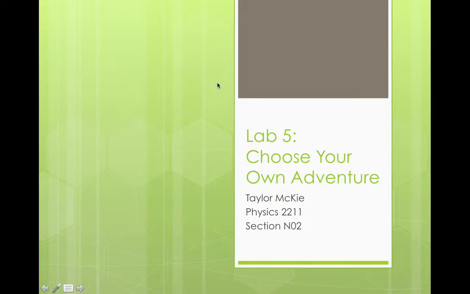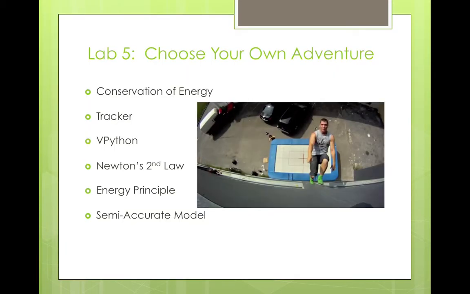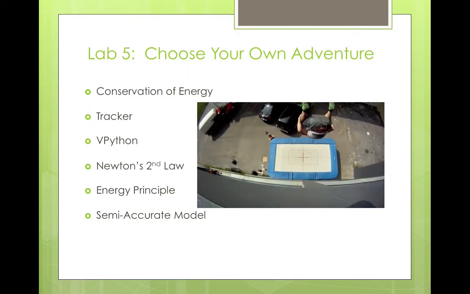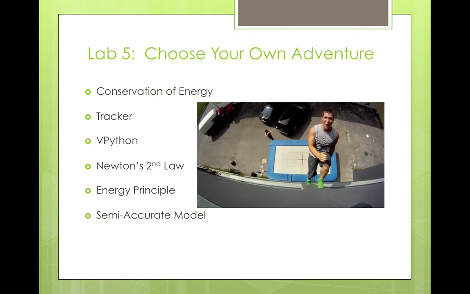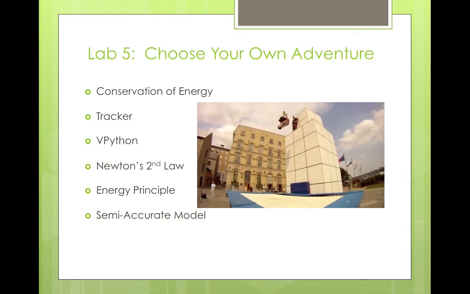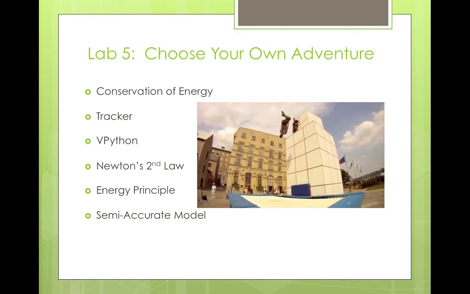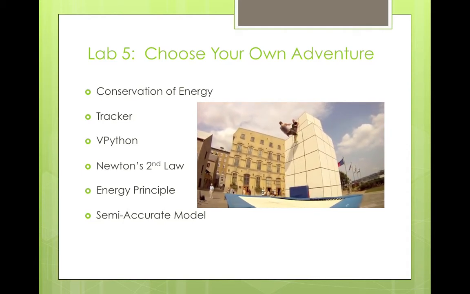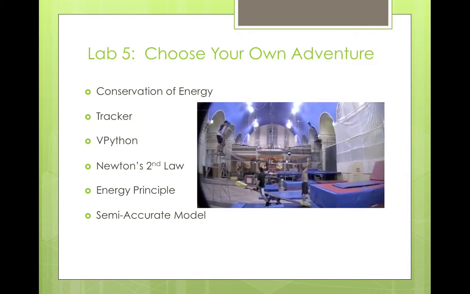In the Choose Your Own Adventure lab, we observe the motion of a man conserving energy by jumping on a trampoline. By observing this motion, we will ask if the man violated the conservation of energy using Tracker, VPython, and principles such as Newton's second law and the energy principle to create a model that came out semi-accurate due to simplifications and error.